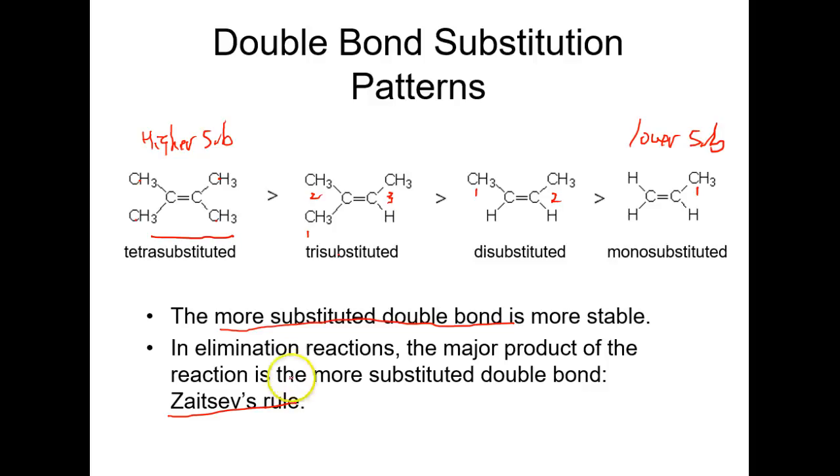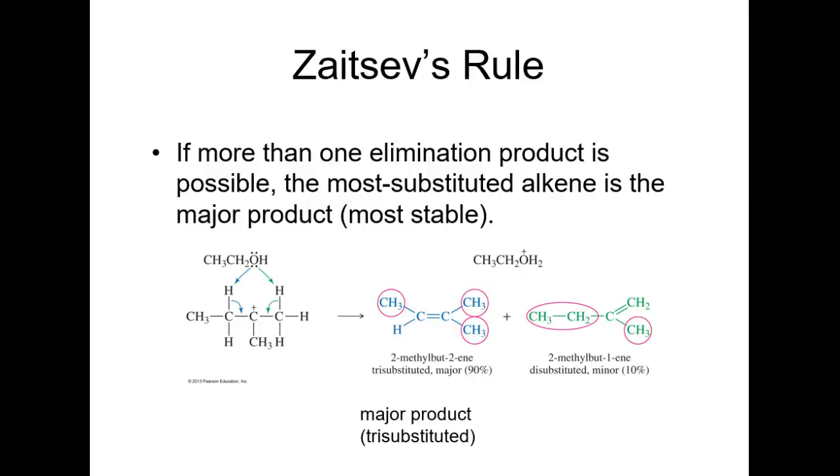Okay, Zaitsev's rule. And I'm sure they're going to show you an example of Zaitsev's rule. If more than one elimination product is possible, the most substituted alkene is the major product. So notice I have a positive charge right here. I can eliminate this hydrogen, hydrogen 1, or hydrogen 2. Well, hydrogen 2 leads to this compound right here. Notice this double bond is di-substituted. If it eliminates hydrogen 1 and forms a double bond here, it's this product. Notice it is tri-substituted. So this is going to be my major product.